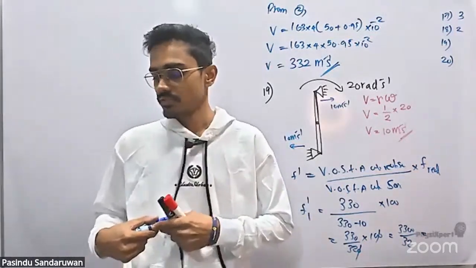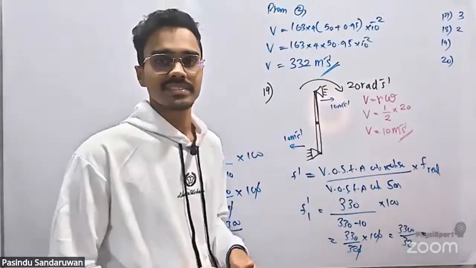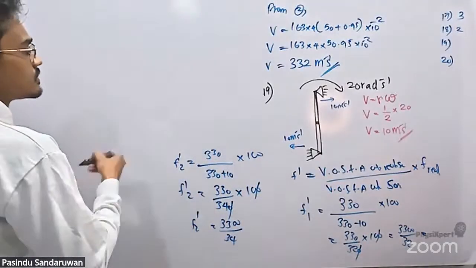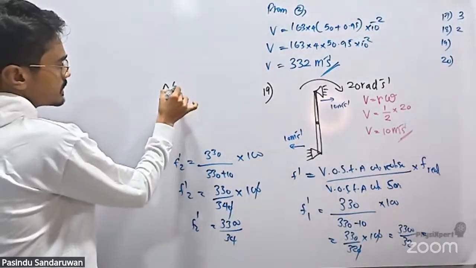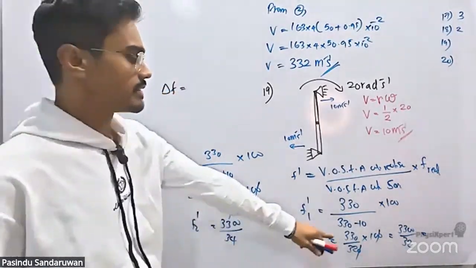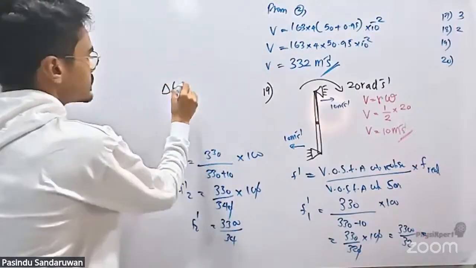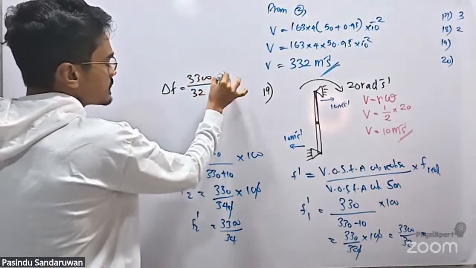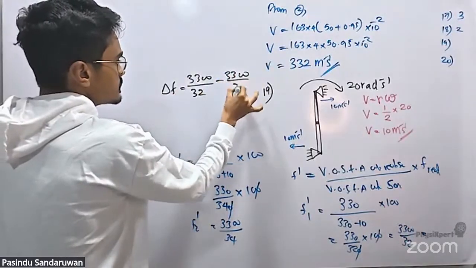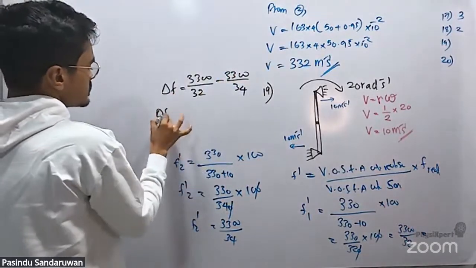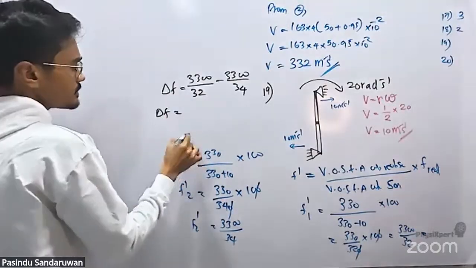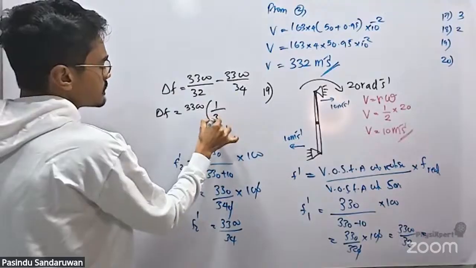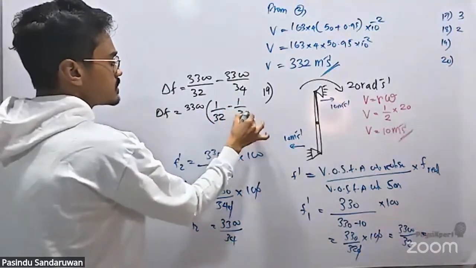Then the frequency of beats, right? Frequency of beats means the difference of these frequencies. Delta f. What's the higher value? Higher value is this, right? Then that is this thing minus this, right? This can be taken out. Then 1 over 32 minus 1 over 34.